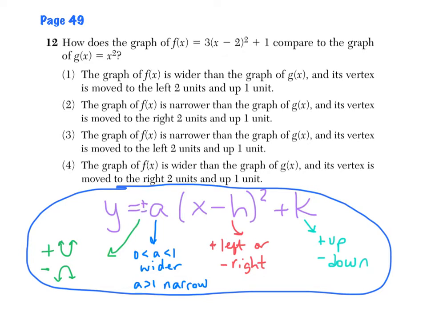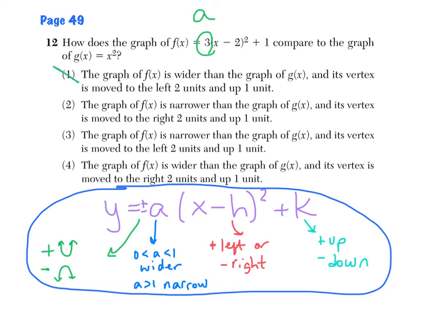This is all review. If it's a positive in front, you know that you are going to have an upward facing parabola. If it's negative, you're going to have a downward facing one. Your a value is going to control how wide or how narrow the graph is. If your a value is a number between 0 and 1, a fraction or decimal, then that's going to force the graph to be wider than the original. If your a value is bigger than 1, it is going to be more narrow. In this example, our a value is 3, and so we know that we are going to have a narrower graph.